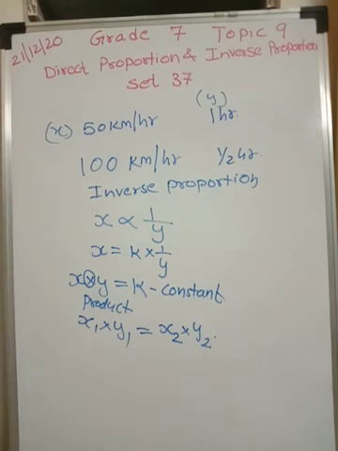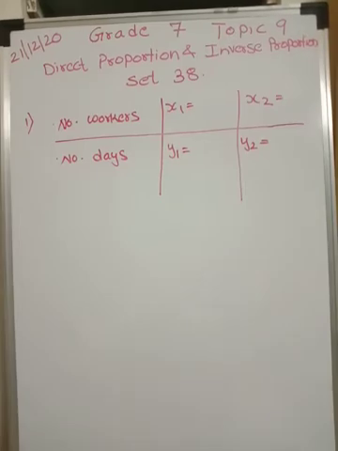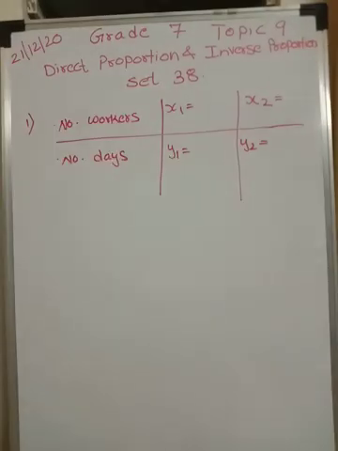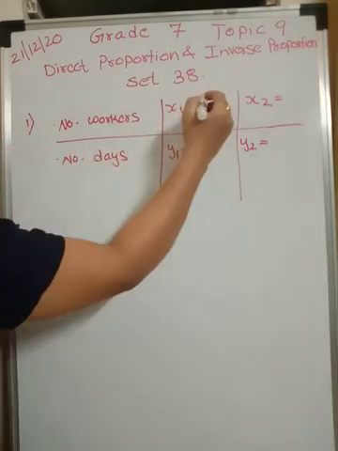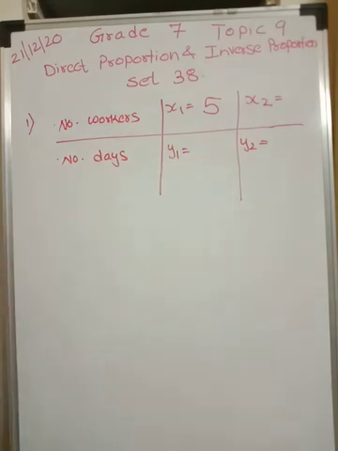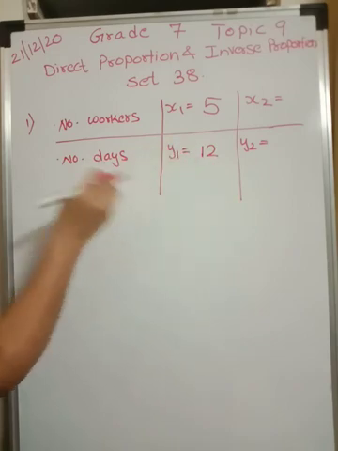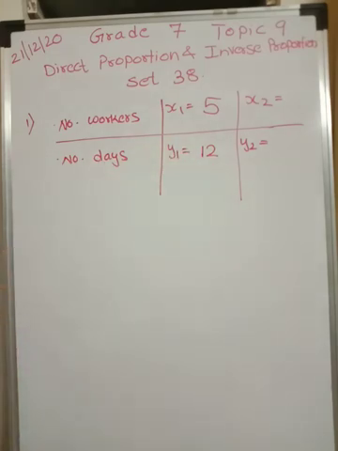Let's see. At least 2 problems we can do. Now see students, first problem from your set 38. 5 workers take 12 days to weed a field. Let's write the information first. 5 workers take 12 days. So number of workers is 5. They are taking how many days to complete the work? 12, sorry. 5 workers take 12 days. So 5 workers are taking 12 days to complete some amount of work. For example, here it is weeding a field.